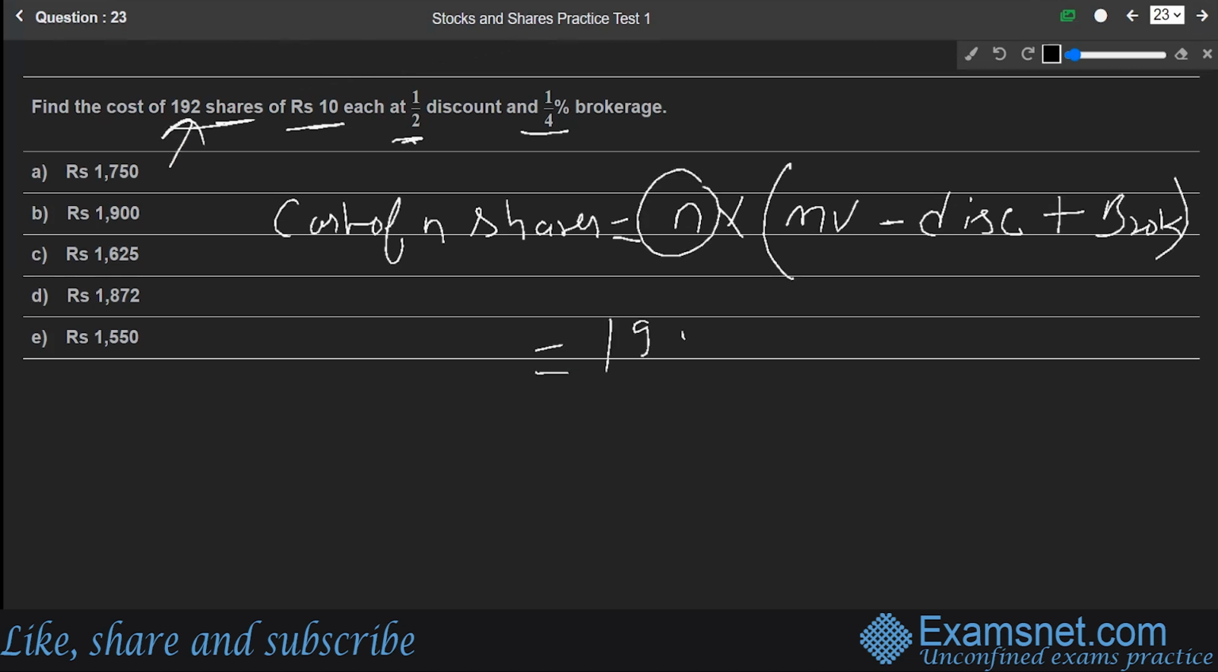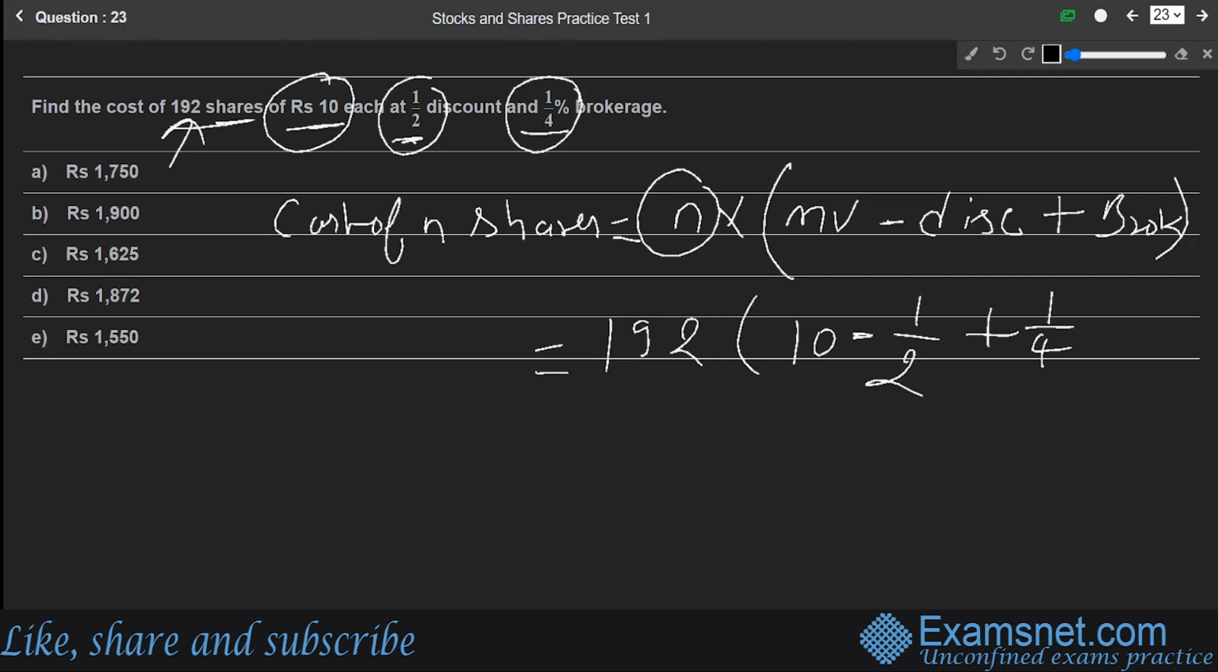So we can put 192. Market value is 10 rupees because it is sold at 10 rupees, minus discount value 1 by 2, so minus 1 by 2, plus brokerage value is 1 by 4, so plus 1 by 4. This is how we can put the formula and find out the answer.